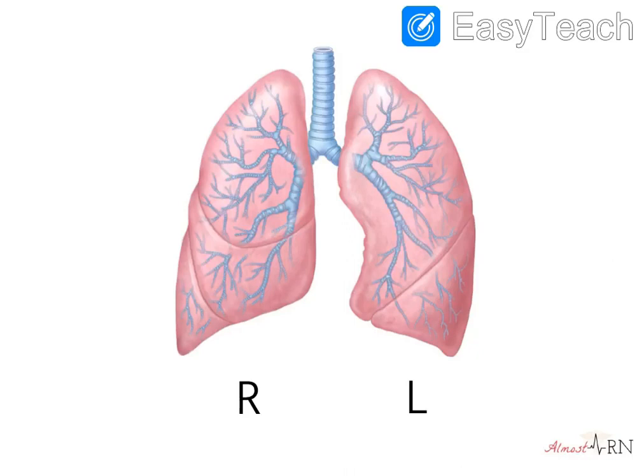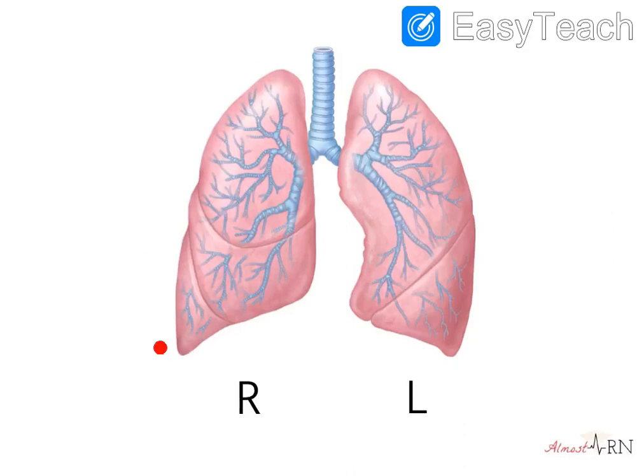So our left lung only has two lobes. The first lobe is the superior lobe, right here. And then this is our inferior lobe. And then this right here we call the cardiac notch because your heart fits right into there. So once again, the left lung has two lobes, the superior lobe and the inferior lobe. And then it has this little notch called the cardiac notch.